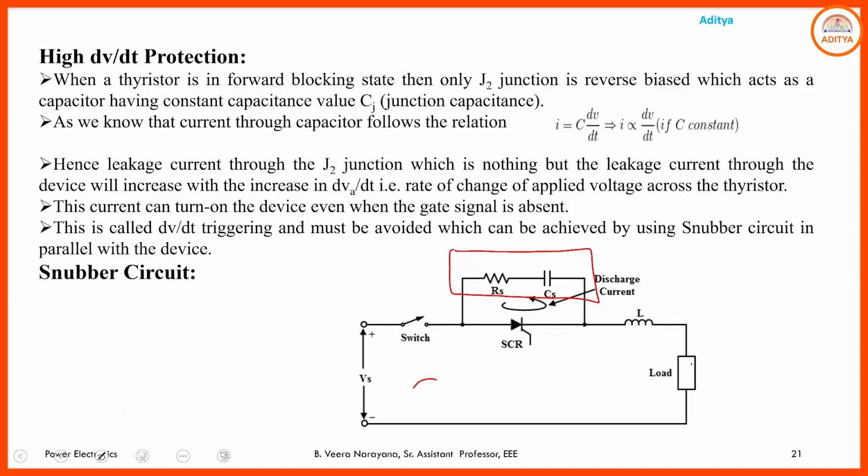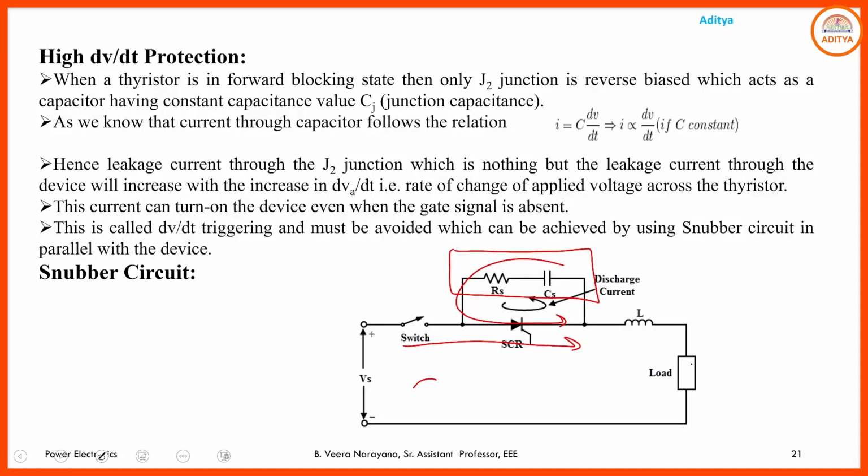Actually this capacitor is sufficient to protect the SCR from the dV by dt rating. What is the need of the resistance here? If the SCR is in the off state, the capacitor is charged up to the rated voltage. Once the SCR comes to the on state, the current flowing through the SCR is the load current. Another current is the capacitor discharging current. So there may be a chance the current flowing through the SCR exceeds its rated value.